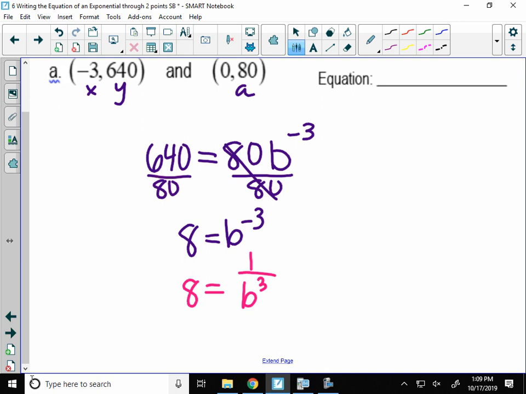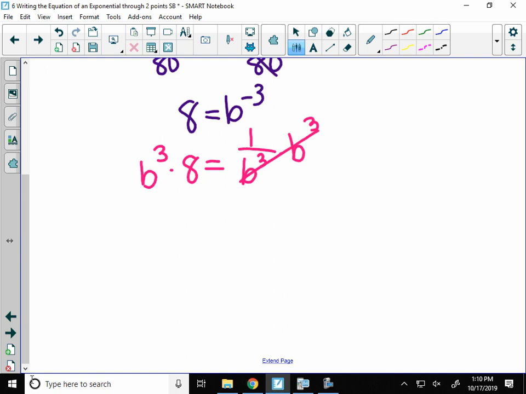Now, there are a couple different methods we can go about here to solve that. What do you guys think? Well, what's the easiest way? Like, what's coming to your head to solve that for b? Do you want the b in the denominator? No, so how do I move it out of the denominator? Multiply it. So let's multiply both sides by b cubed.